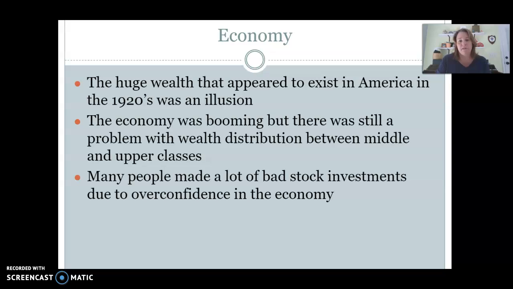And as we know from our history classes, the recklessness of this time period would lead to the stock market crash in 1929, which would then go on to turn into the Great Depression in the 1930s.